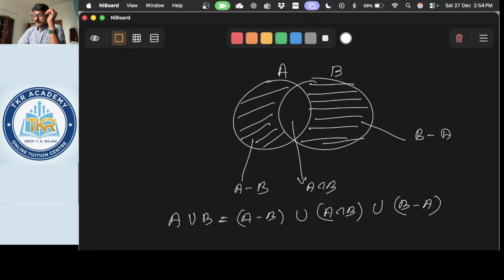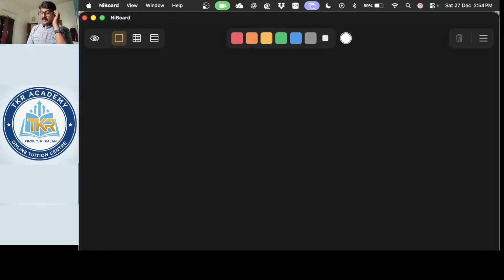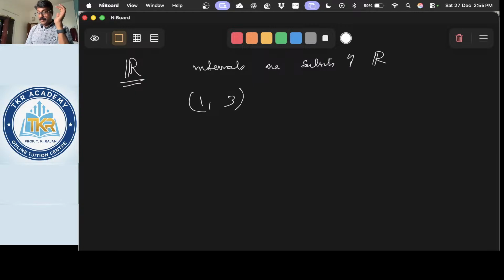Now, there are some sets that you can see in the set of real numbers, subsets of R. That is intervals. Intervals are actually certain subsets of R. For example, the open interval (1, 3). What does open interval (1, 3) mean? All the real numbers x such that 1 < x < 3. All the real numbers greater than 1 and at the same time less than 3.